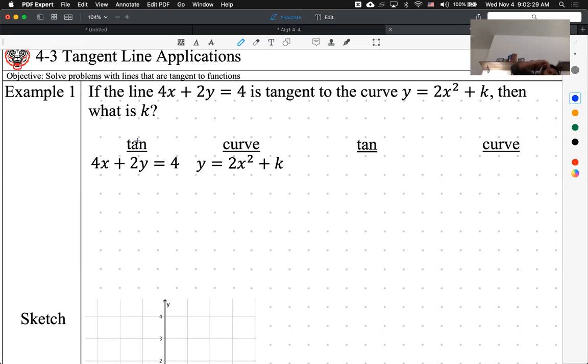So rearrange: let's subtract 4x and divide by 2. I'm going to do that in 2 different steps. So I get 2y is equal to negative 4x plus 4. Divide everything by 2, and I get y is equal to negative 2x plus 2. So far, so good. That's just, I don't know, first month of Algebra 1 work.